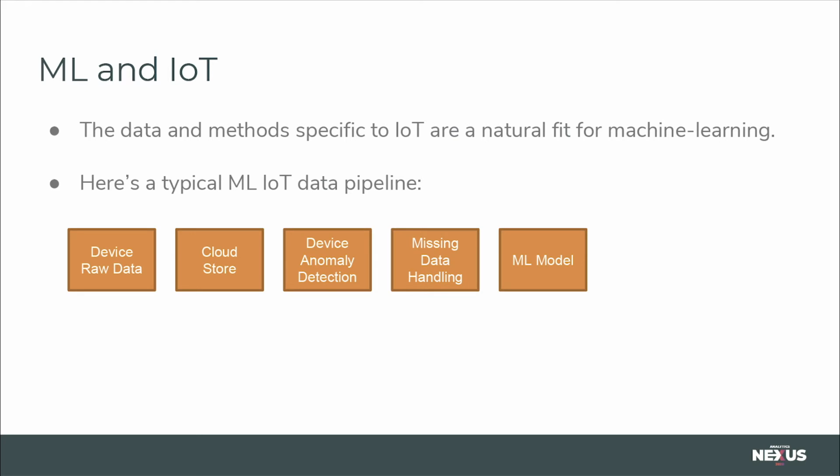Before you do a lot of deep analytics, one of the first things you have to do is figure out, do I have missing data? How much of that data is missing? Why is it missing? And what should I do about it? And then you have your traditional model building at the end of this pipeline. Okay, so that's a pretty typical ML pipeline, but I'm going to talk a lot about that device anomaly detection and missing data handling, because I think those are really the unique aspects of how IoT drives analytic challenges.